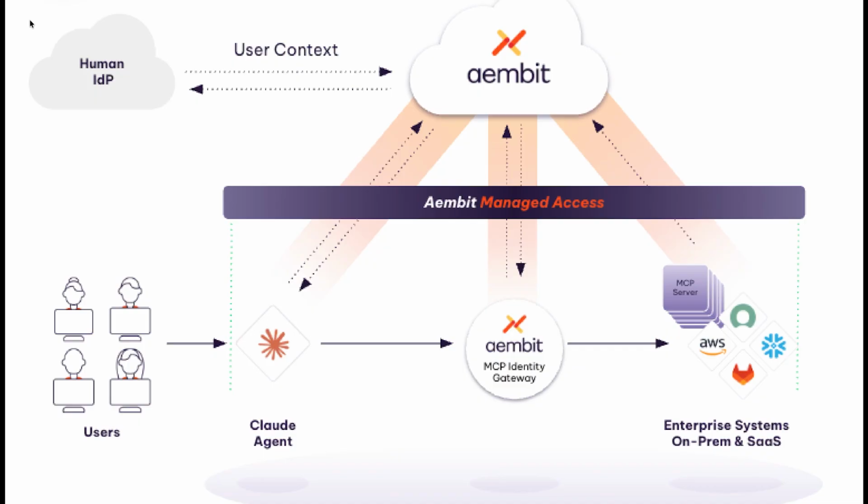In this demo, we're going to look at Ambit's IAM for Agentic AI. We're going to use Ambit's MCP authorization service to pull in client and user context for policy decisions. We're also going to use Ambit's MCP identity gateway for centralized policy enforcement. Let's take a look at the end user experience before we look at the policy configuration.